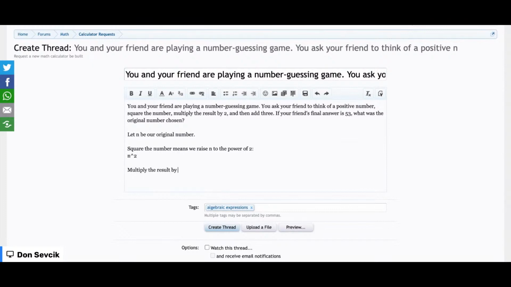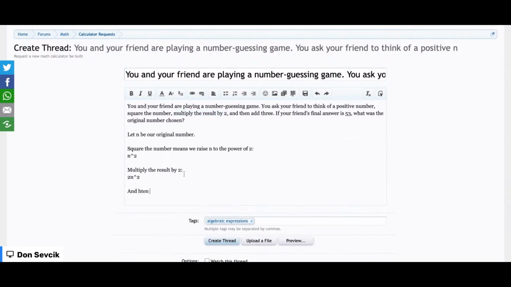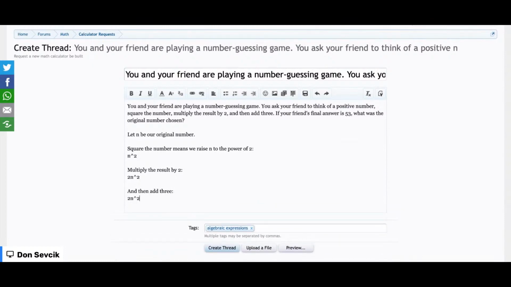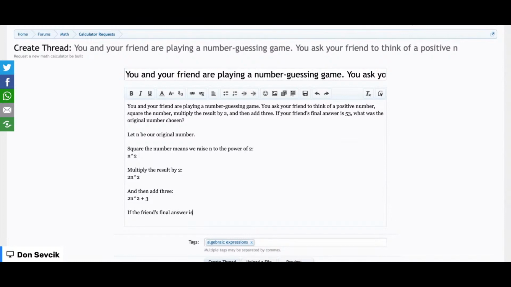Multiply the result by 2. So we've got 2n squared. We take n squared in the prior result, multiply it by 2. Got a new expression. So we've done square the number, we've done multiply the result by 2, and then add 3. 2n squared plus 3. All right. If the friend's final answer is 53, this means we set this equal to 53.